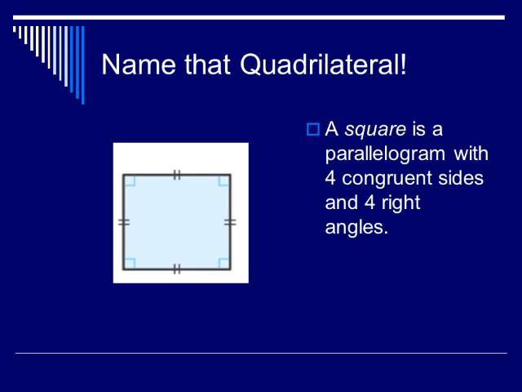If I say the square is a parallelogram, that means each two sides opposite to each other are parallel and congruent. But the square is a special figure. It has four congruent sides and also four right angles. So a square is a parallelogram with four congruent sides and four right angles.